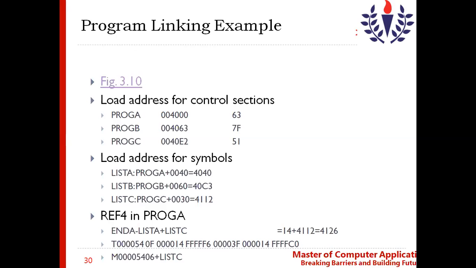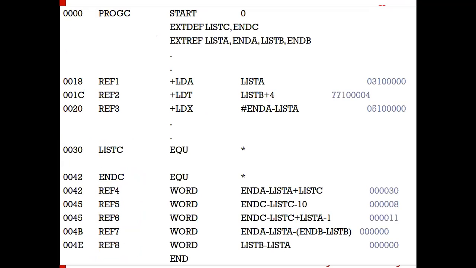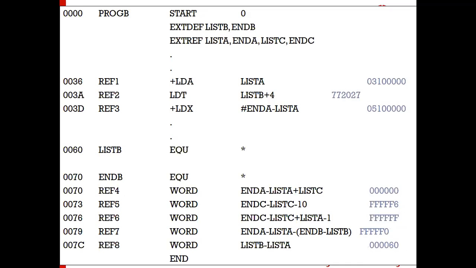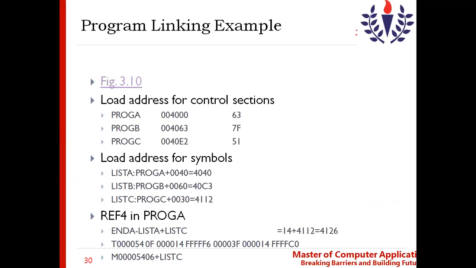Now, I'll go back to program A. In program A, list A is defined in location 0040. When the starting address of the program is assumed to be 0, the relative address of list A is 0040. But what is the actual address of program A? The actual address of program A is 4000.